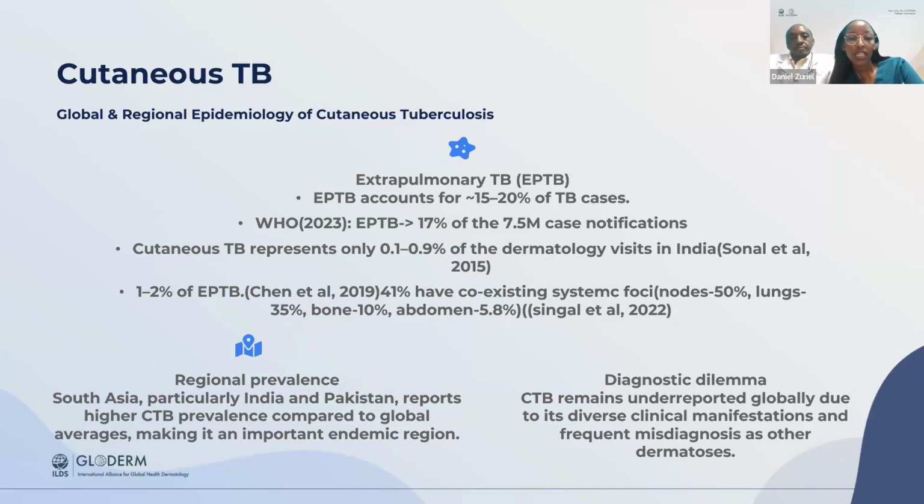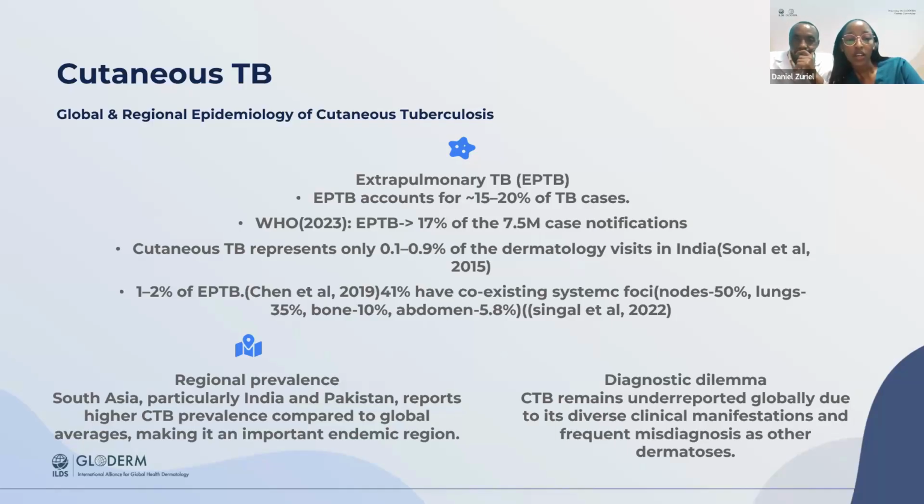According to studies done in India, cutaneous tuberculosis represents 0.1 to 0.9% of all the dermatology visits in India. And Chan et al. in China found that 1 to 2% of extrapulmonary tuberculosis cases were cutaneous tuberculosis. And quite a number of them have a coexisting systemic foci, with the lymph nodes accounting for 50%, the lungs at 35%, the bone 10%, and the abdomen at 5.8%.